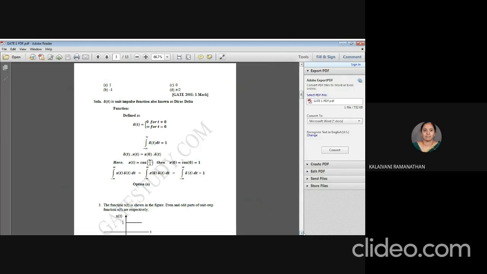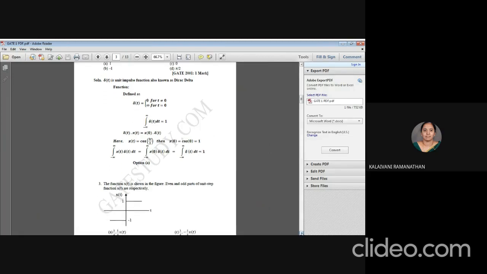Next question is, the function x of t is shown in the figure. Even and odd parts of the unit step function u of t are respectively. So now you have to note down the even and odd parts of the unit step function. The signal is noted like this. You have to calculate the odd and the even parts.